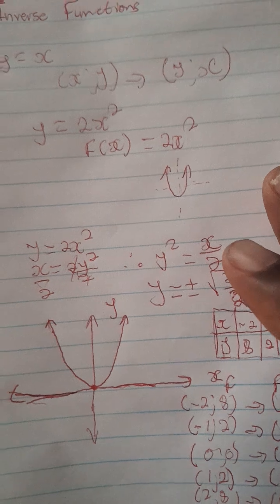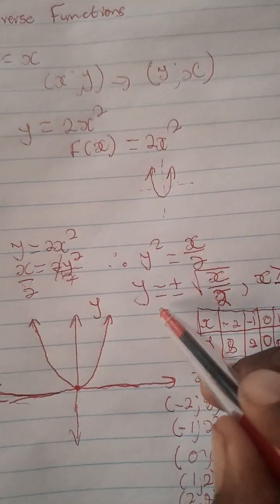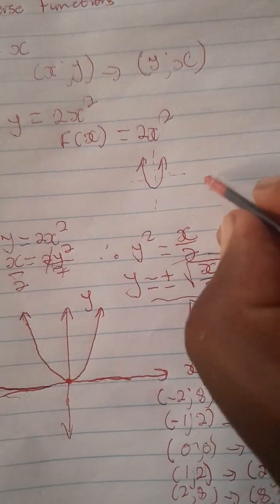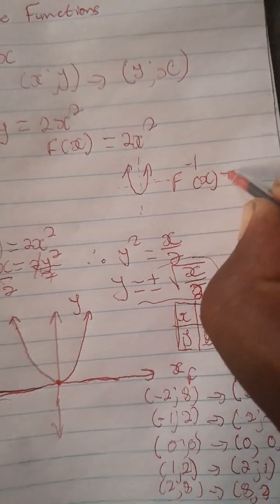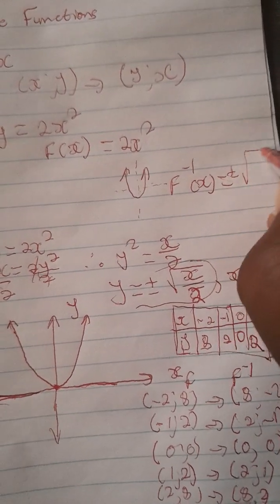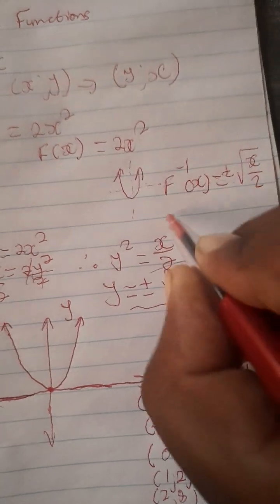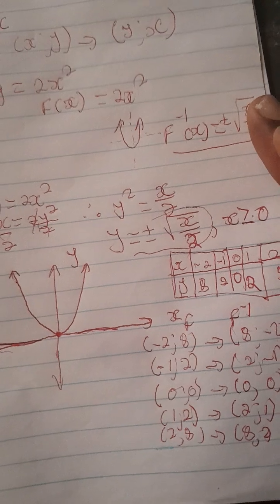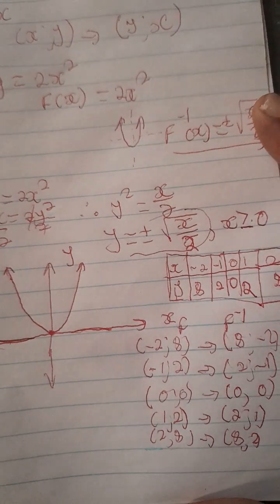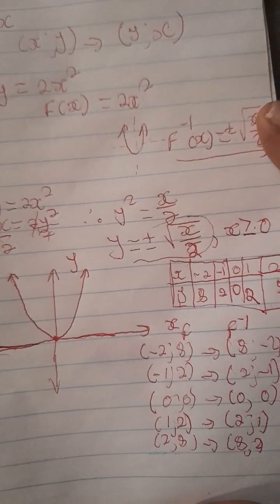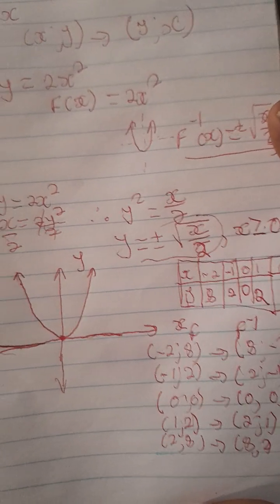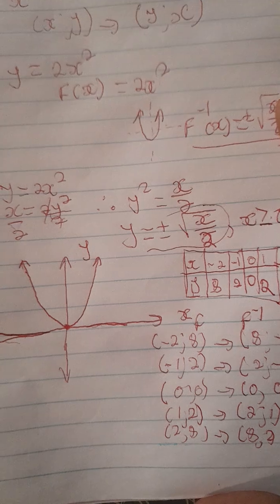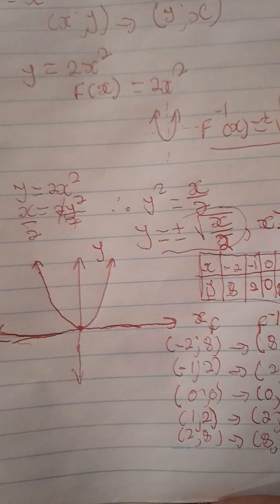Mind you guys, if they wanted you to leave it in the form of f to the power of -1, this will be f to the power of -1 of x equals plus or minus root x all over 2. Very important to note. Okay, I hope you saw how we came up with the original graph points as well as the inverse points. It's for further information.